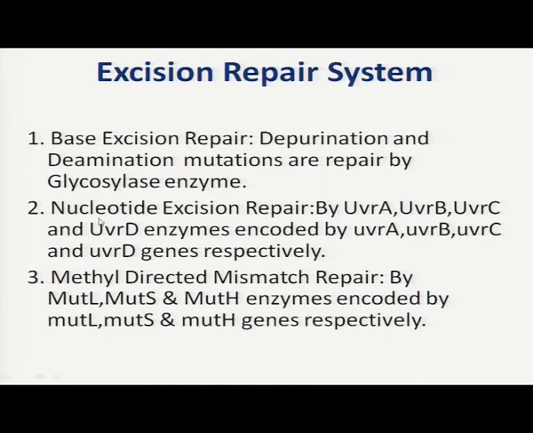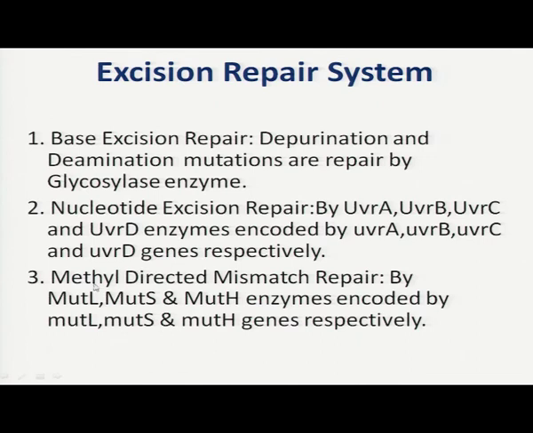Next example of excision repair system is nucleotide excision repair. This nucleotide excision repair is carried out by the enzymes UVRA, UVRB, UVRC and UVRD, which are coded by the UVRA, UVRB, UVRC and UVRD genes respectively. So, these are the enzymes involved in nucleotide excision repair.